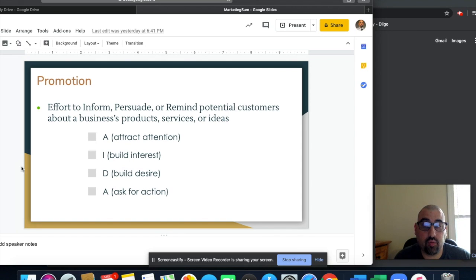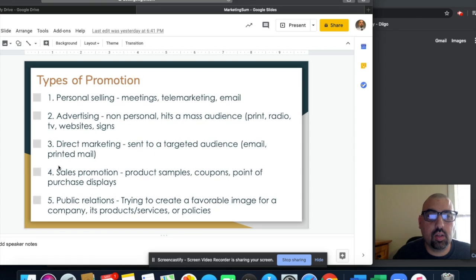Okay, so for my example with my business, I wanted to get their attention, maybe put out a flyer, things like that, build interest by having some people that they may recognize on the flyer, and then build desire and then ask for action. Ask for action is getting that purchase, getting them to actually do something with it. All right, so after this concept of promotion, then we really get into the types of promotion.